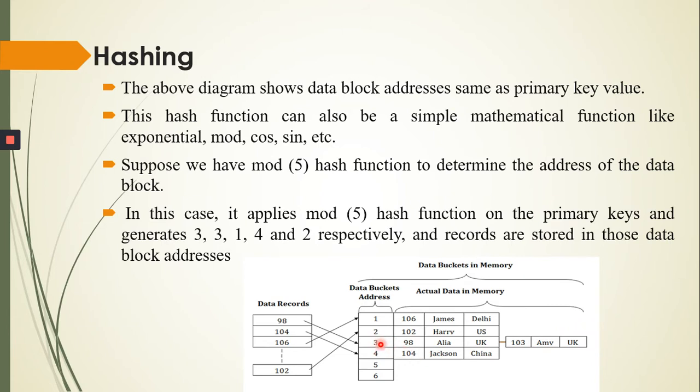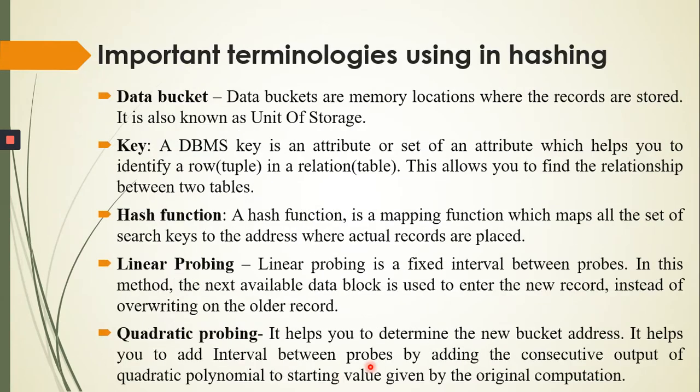And in linear probing, if at address 3, 98 is already stored, and when we calculate 103 we again get the address 3, then if the next address is 4 and 4 is blank, then 103 is stored at 4. Now if 4 is also occupied, it will go into 5. Here at address 5 we have no data, so 103 is stored at address 5. This method is known as linear probing, where the next available data block is used to store the data when the original address is already occupied.